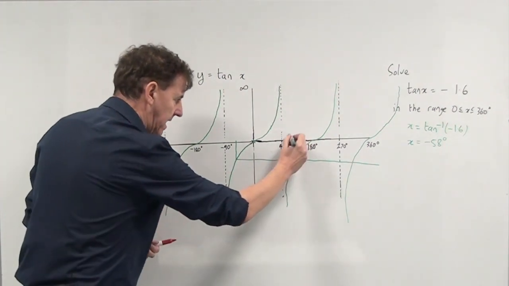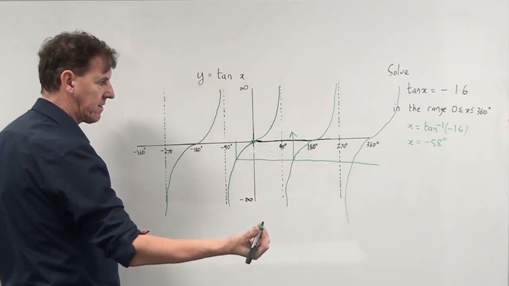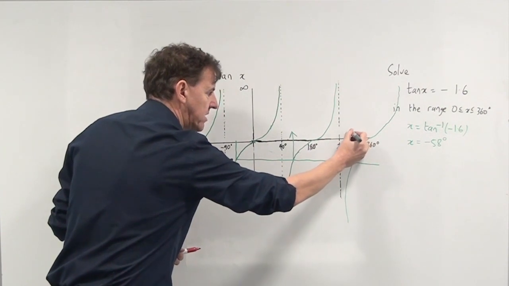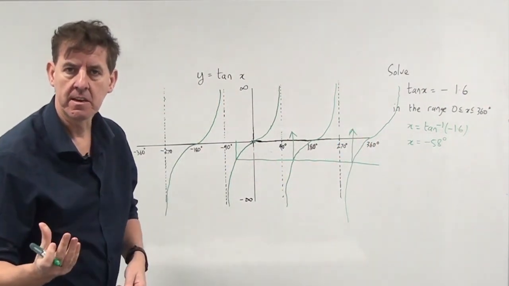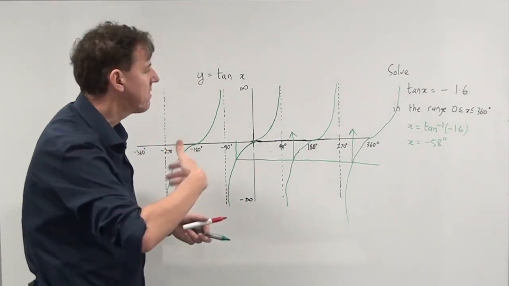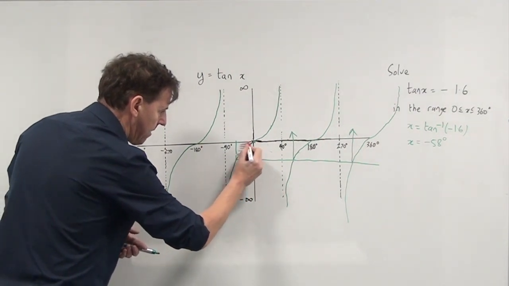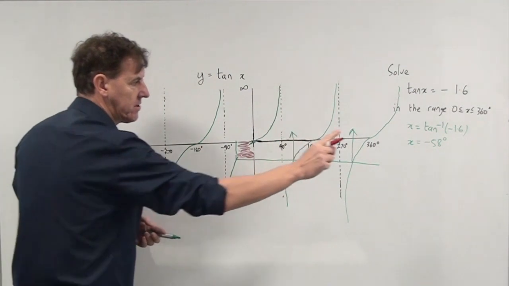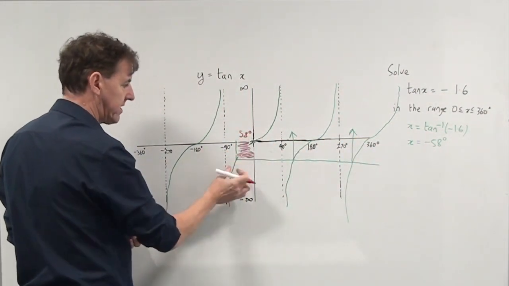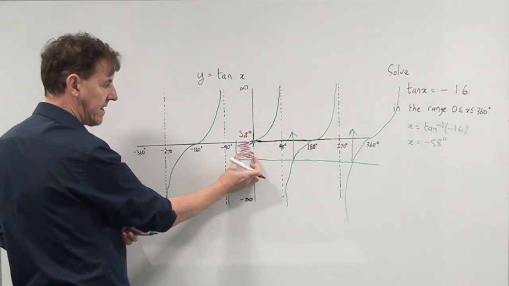What are my answers going to be? I need one answer here, somewhere between 90 and 180 degrees, and my other answer here, between 270 and 360 degrees. What am I going to do? I'm going to use the symmetry of my graph, the fact that it repeats itself, so I'm going to shade this bit inside here, because my calculator has told me that is 58 degrees. I know it's minus 58 degrees because that's where its cut is, but that space is being represented as 58 degrees.